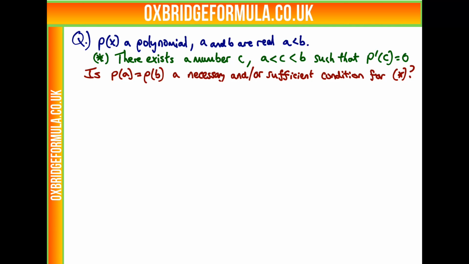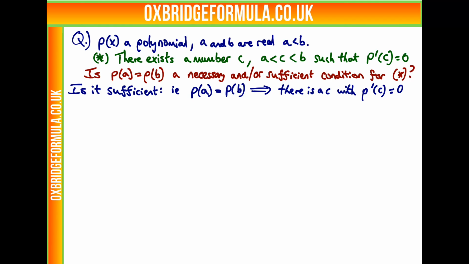So let's first consider sufficient. So what does this mean? Well, this is precisely saying that P of a being equal to P of b means that there exists a c between b and a with P prime of c being 0. So is this true? Let's first analyse what this means. P of a is equal to P of b.